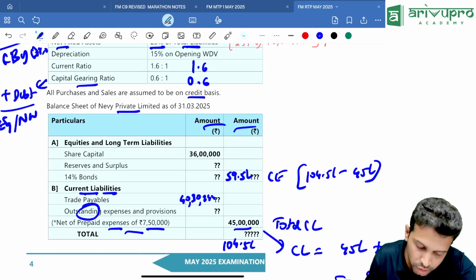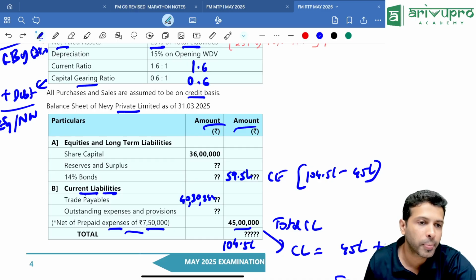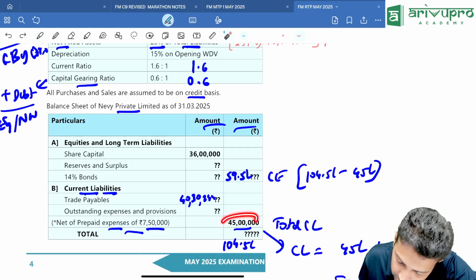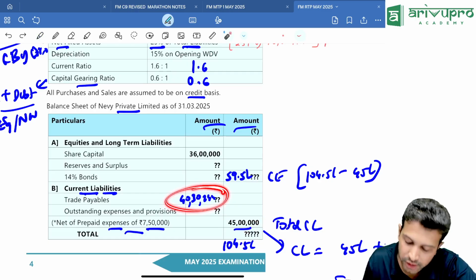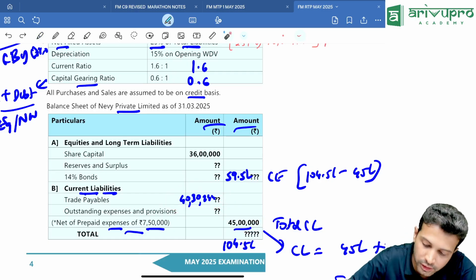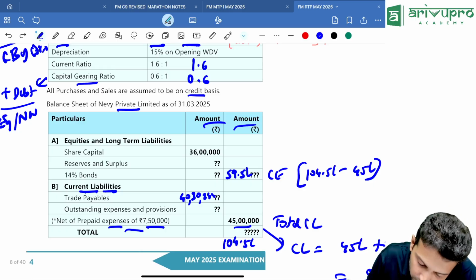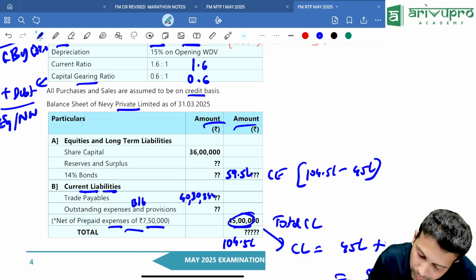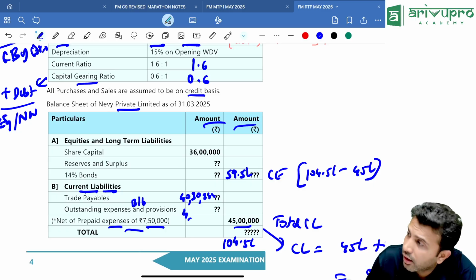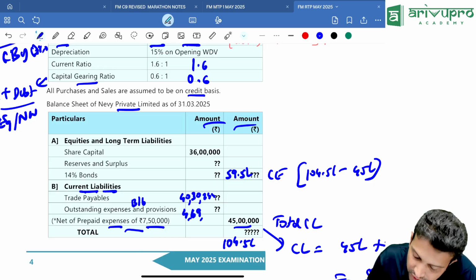Awesome. I can figure out outstanding expenses as a balancing figure. Total current liability is 45 lakh. In that, if creditor is 40 lakh 30,244, then your outstanding expense will come as the balancing figure. Take the minus of these two. How much is that? 4 lakh 69,000 something.